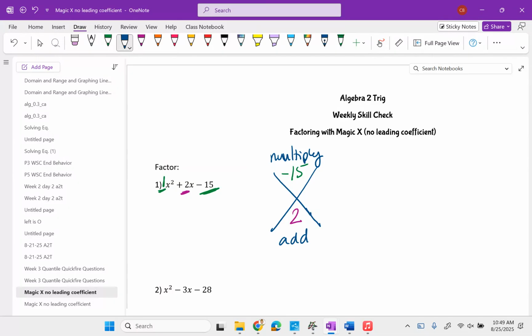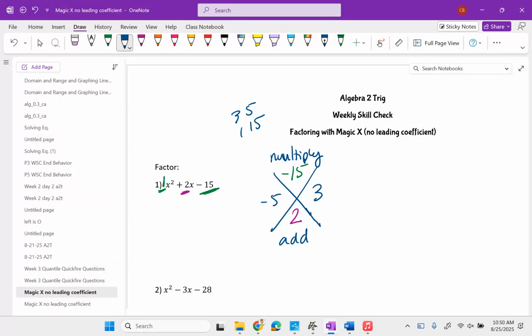So I'm going to go through my list of factors for 15. What are some numbers that multiply to 15? 3 and 5. Okay, what else? There's one other pair. 1 and 15. Don't forget the 1 times something, because that's the answer a lot. A lot more than you'd think. So out of those pairings, is there some way I could get a positive 2? What could I do? Negative 5 and positive 3.